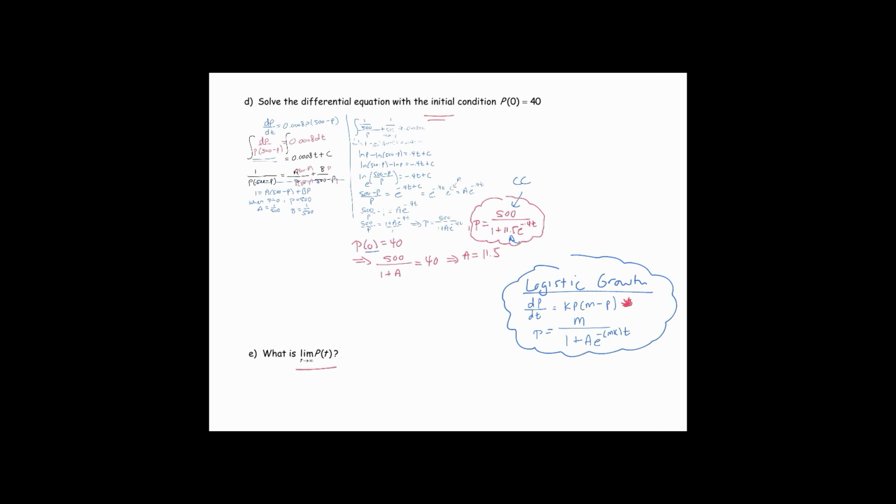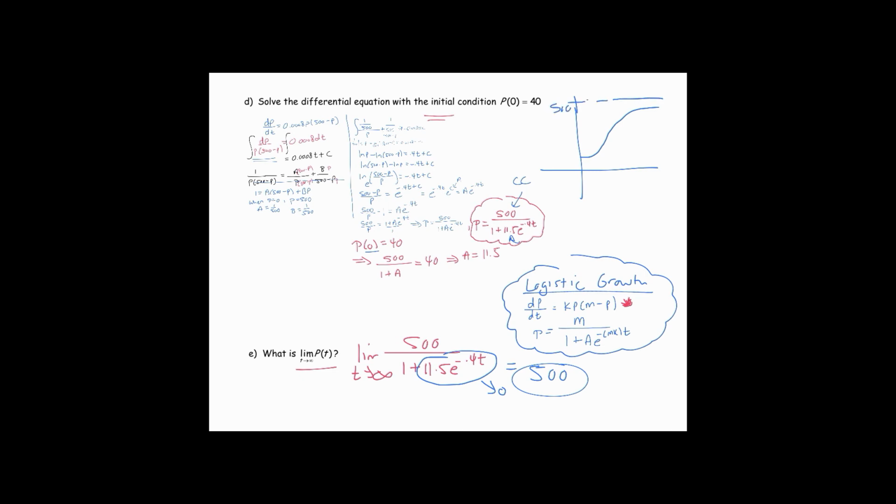Finally, we'll just finish with what the limit is. The limit as t goes to infinity would be the limit as t goes to infinity of our guy there, which is 500 over 1 plus 11.5 e to the negative 0.4t. And you'll notice that as t goes to infinity, this goes to 0 because that's really like 11.5 divided by e to the positive 0.4t. And as t goes to infinity, that goes to 0. So this goes to 500, which is what we'd expect because in a logistic growth model, as time goes to infinity, your population should approach the carrying capacity. So this all checks out with our intuitions.